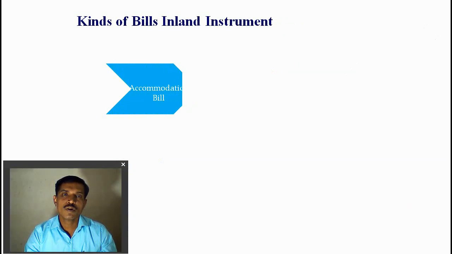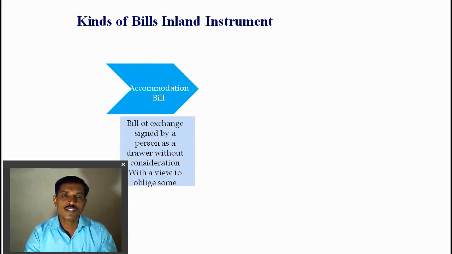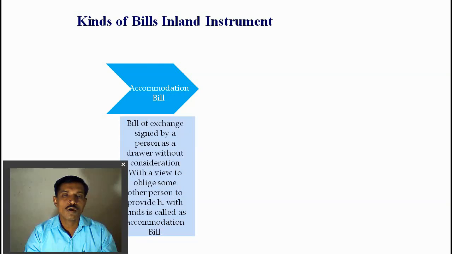The next type is the accommodation bill. A bill of exchange signed by a person as a drawer without consideration, with a view to oblige some other person by providing him with funds, is called the accommodation bill.